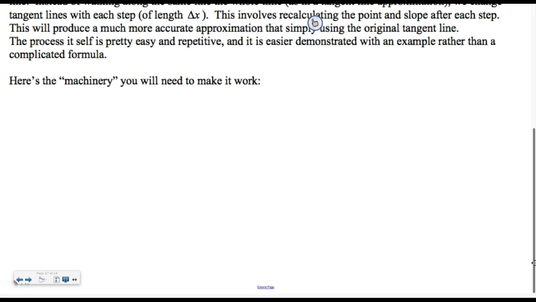So you need some stuff to get this started. I'll give you the minimal amount of machinery you need to make this work. First of all, you need to be told where you're going to hop on the curve. Okay? There's going to be some curve. You need to be told where you're going to hop on. We call this an initial point. You need an initial point.